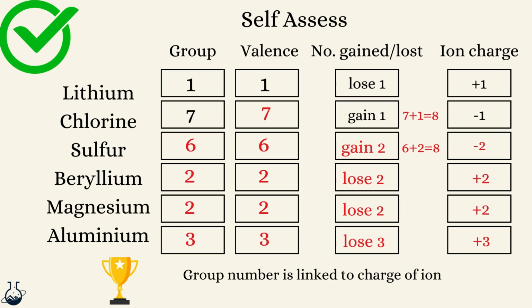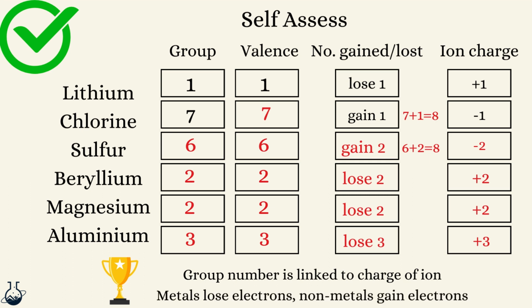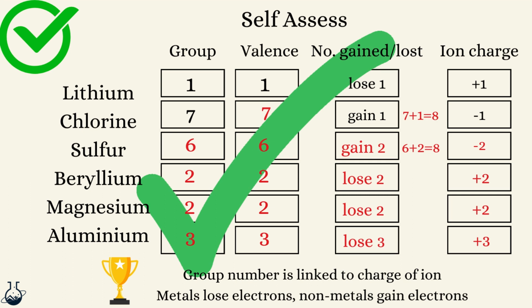If you did the challenge, you may have spotted that group number is linked to the charge of an ion. For example, group 1 elements form +1 ions, group 2 form +2, etc. When you get to the non-metals, they become negatives that should add up to 8. And metals lose electrons, whereas non-metals gain electrons. Well done, everyone.